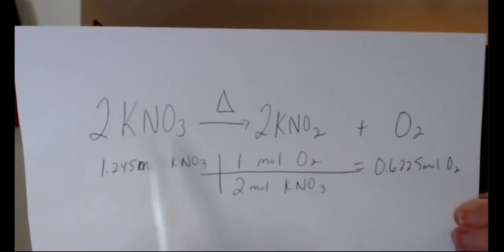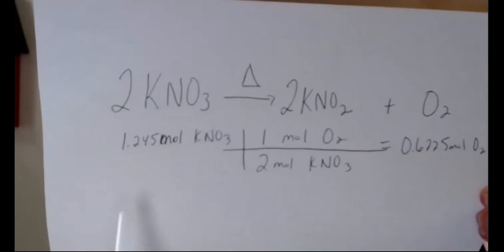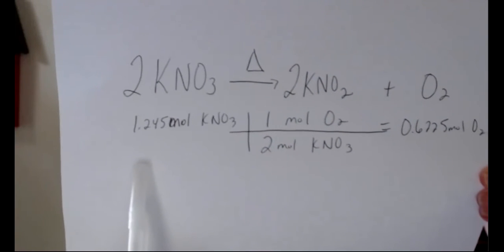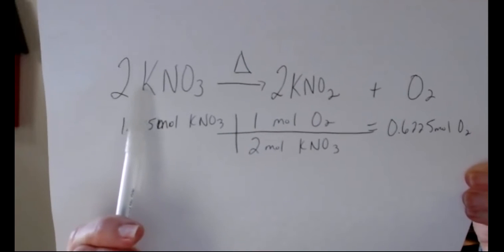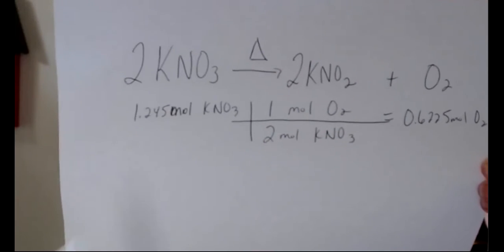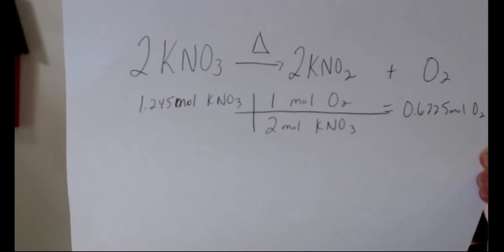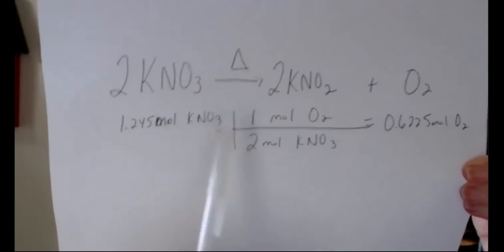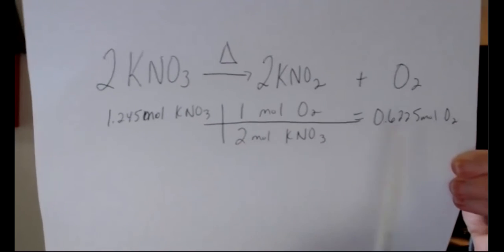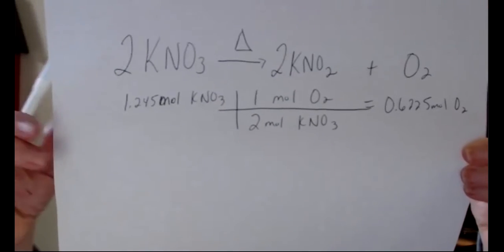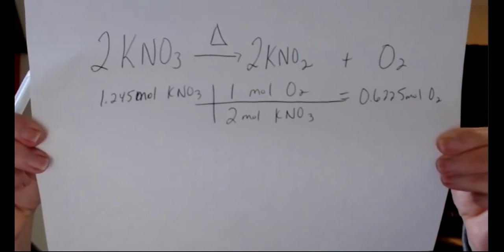I balanced the equation. They gave me 1.245 moles of this. That's not a gas. The number one mistake is a student will plug this in for n. That's not the gas. You have to do a mole ratio to get the moles of oxygen, which is the n. And then you write your PV equals nRT, and you're solving for V.